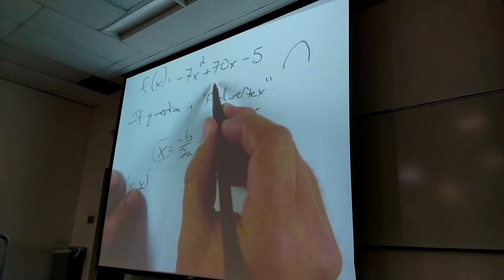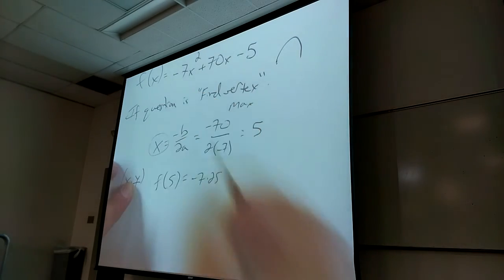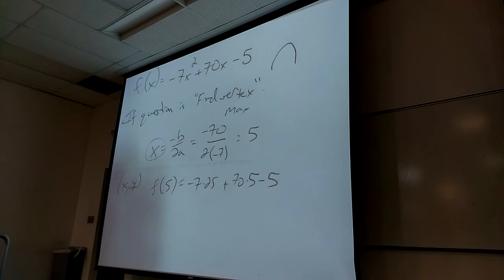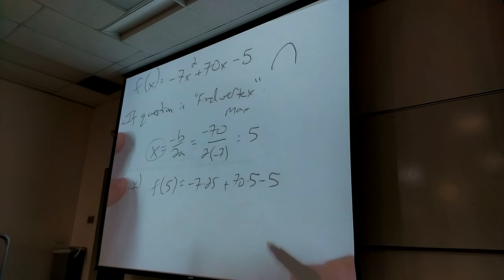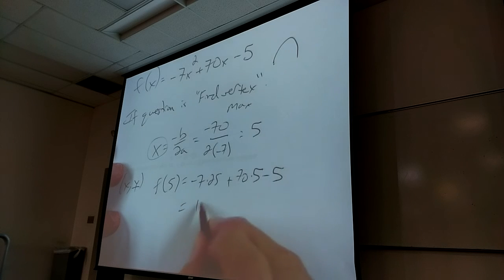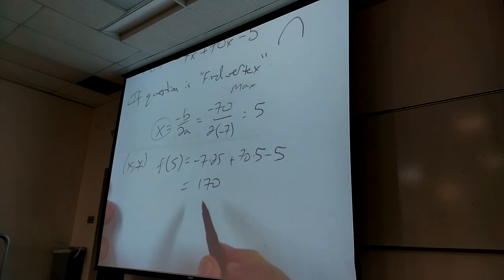Plug it in. So what's f of 5? So you're negative 7 times 25. Is that cool? Plus 70 times 5 minus 5. Let's see, 35 times 5. Oh, it's 175. 170, I think. I love how you guys know. Sure. Is it 170? Yeah. Yay, alright, cool. So what's the vertex? 5, 170. I love it.